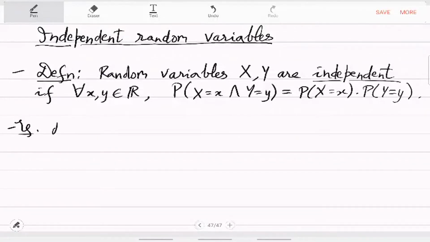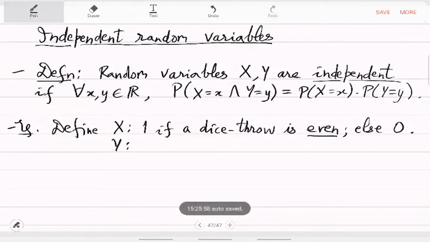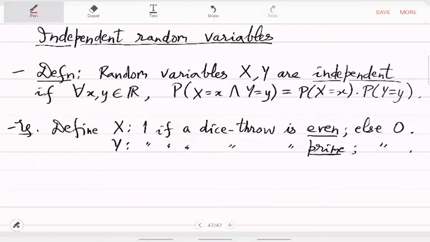Let us take an interesting example. Define X to be 1 if a dice throw is even, else define it to be 0. That is with respect to evenness. And the second random variable is 1 if a dice throw is prime, else give it the value 0. Now the question is whether these two random variables are independent. The experiment is throwing a dice with 6 numbers, 1 to 6.